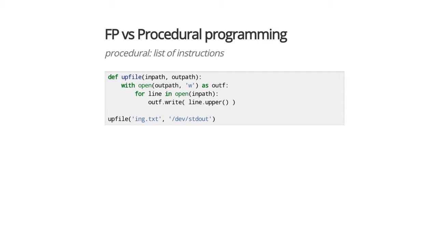Okay, functional programming versus procedural. This is a good old-fashioned output of my old-fashioned recipe, where I have a block, and then a block, and then a block that does some stuff. Well, this is cool and so forth, but how do you test this? Everything's kind of embedded. It requires that you open this output path as a file, or it requires that you open the input path as a file.